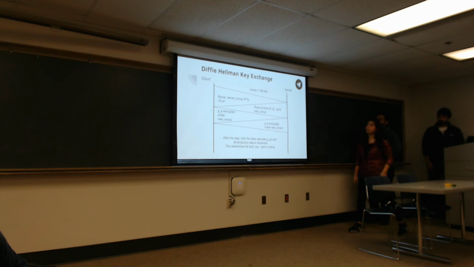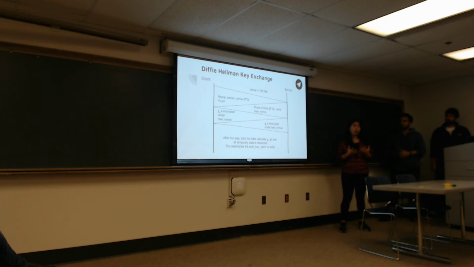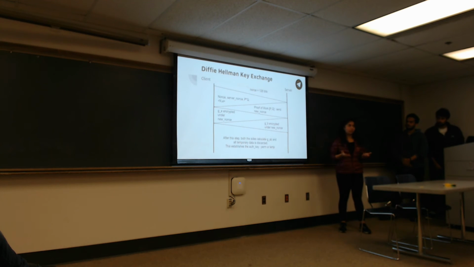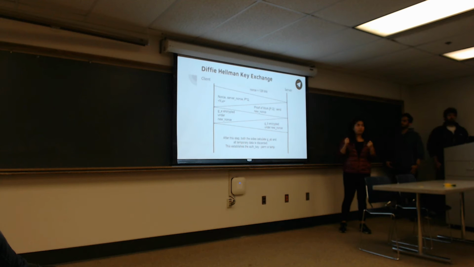Okay, so I'll talk about how the auth keys are generated. It uses Diffie-Hellman key exchange, which we are all aware of. It's almost the same step, save one or two. So I'm going to explain the whole process. The client first generates a nonce of 128 bits, and it sends it across to the server. In this particular message, there's nothing else of significance except the nonce itself.